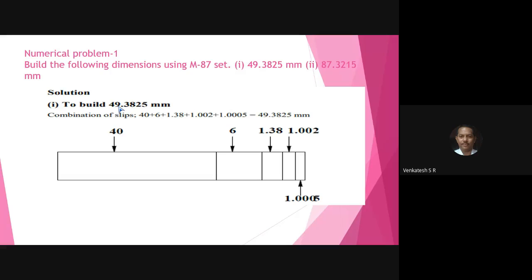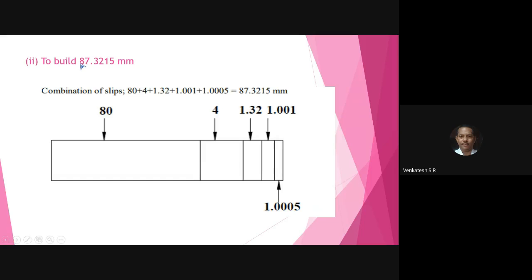Build the following dimensions using the M87 set of slip gauge blocks. First, write down 49.3825 millimeter. At the end of this online class, I will give you the entire notes in PDF format. Next, come to the point: how do you build the 87.3825?